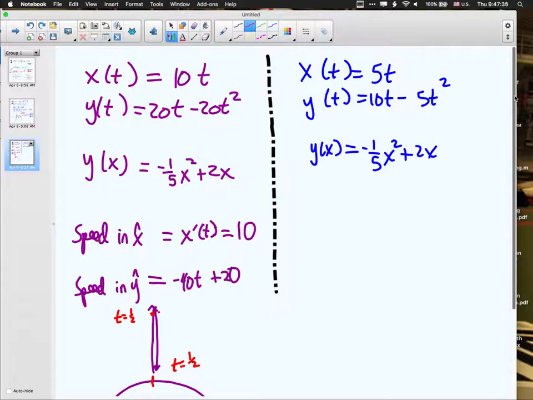Well, let's consider the blue shape, the first one we looked at. Same thing. What is x prime of t? It's just going to be 5. Which one is moving more quickly in the x direction? Yeah, the purple. And now what's y prime? 10 minus 10t. When does it turn around? When t equals 1.